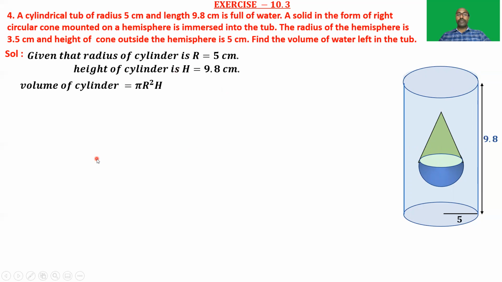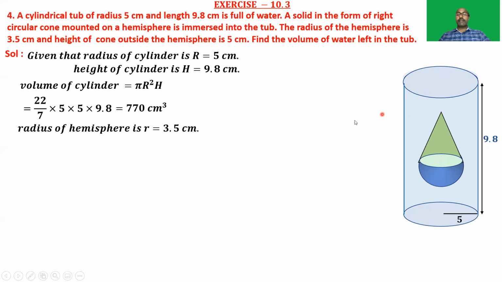Now the volume of the cylinder is pi r square H. So pi is 22 by 7, r is 5, and H is 9.8. So that is 770 cubic centimeter. That is, the volume of water in this cylindrical tub is 770 centimeter cube. So the volume of water is equal to the volume of the cylinder.